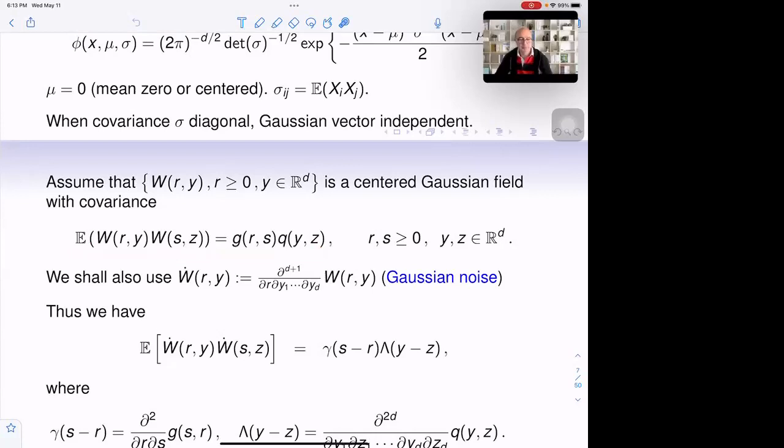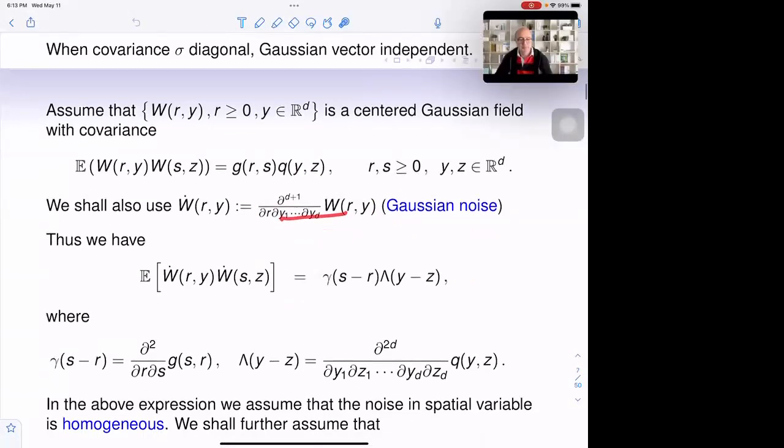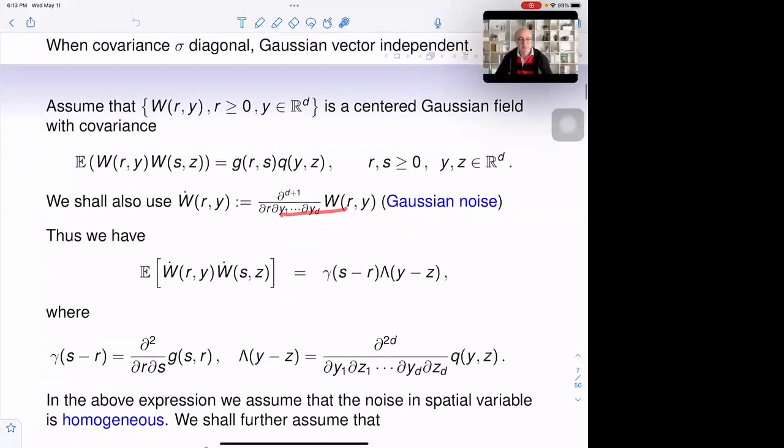Now, the noise is just a derivative with respect to r and with respect to y. In general, for example if this is Brownian motion or a Brownian sheet, the derivative does not exist. This makes things complicated, and it has no meaning as a function. But formally we can say the covariance of this is given by this, so R is given by this.